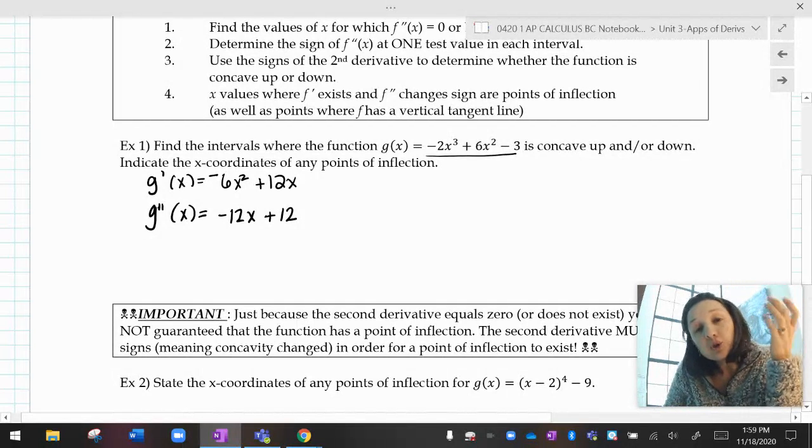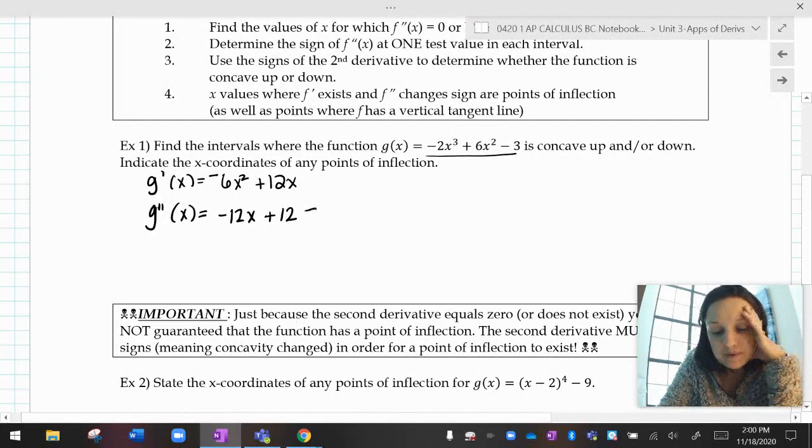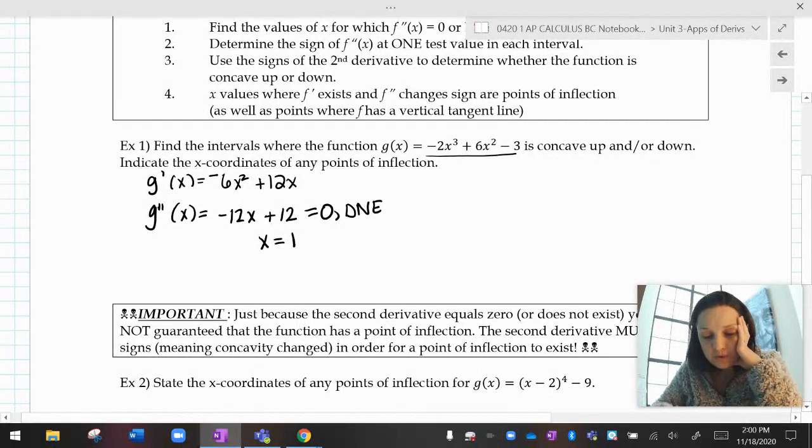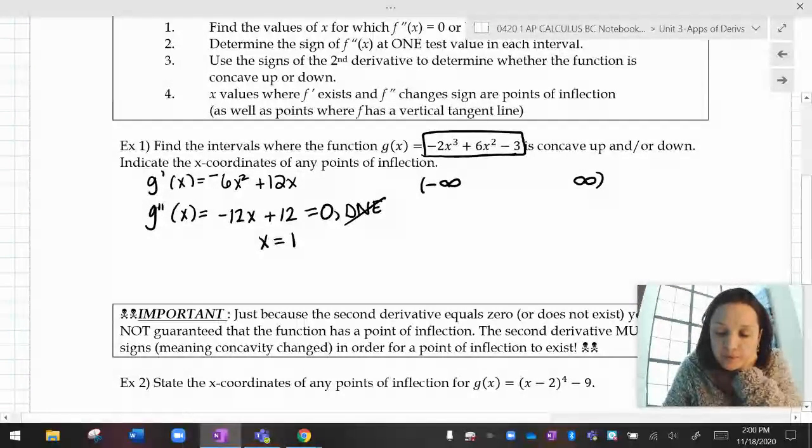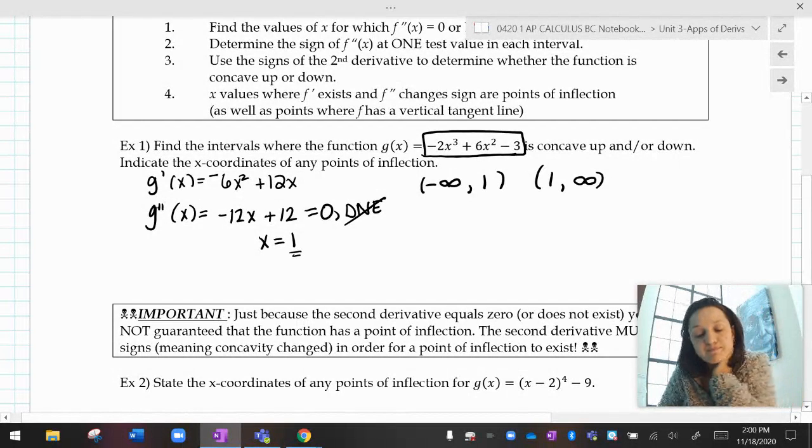If I want to know when I change concavity, I want to figure out when the second derivative either equals 0 or does not exist. That's going to be when x equals 1. That's when it equals 0. It always exists, so that's not really helpful. My intervals of concavity are based on the original domain. That's a polynomial, so my original domain is negative infinity to infinity, and I'm going to split that domain at 1. So negative infinity to 1, and 1 to infinity.